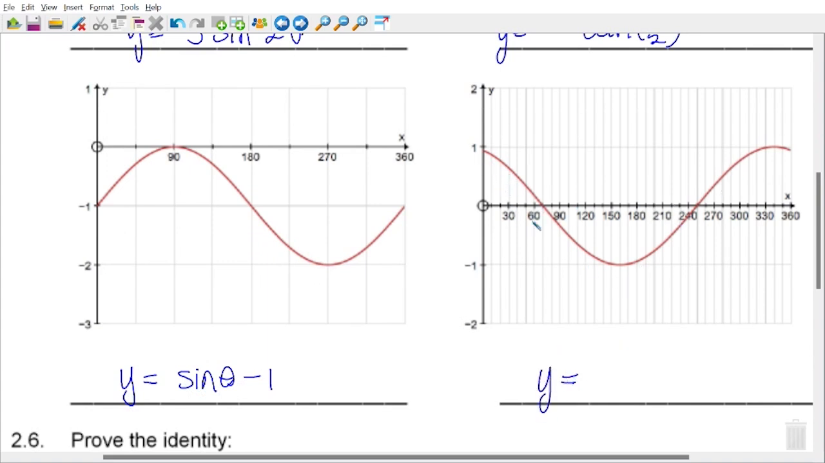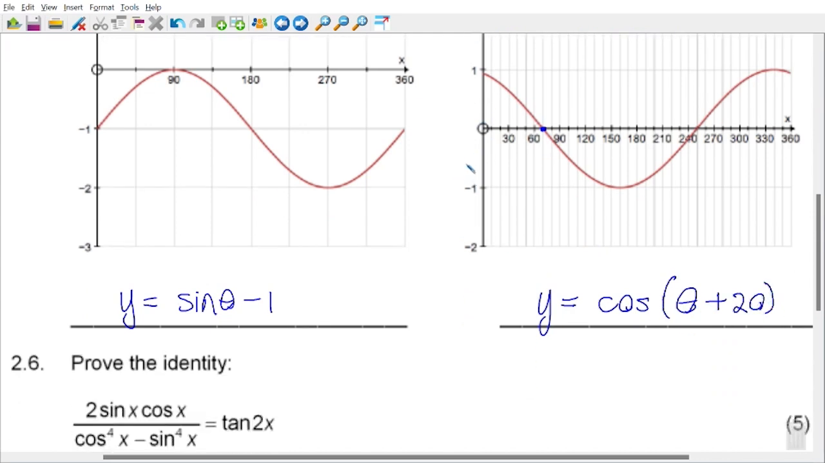And it's hitting over here at 70 degrees. Now, normally a cos graph would hit the x-axis at 90 degrees. So the graph's actually been moved to the left by 20 degrees: cos of theta plus 20. So this is a cos graph that's been moved 20 degrees to the left, right? It is also a sine graph that's been moved 70 degrees to the right. So in other words, another option, maybe not such an obvious option, y equals sine of theta minus 70 degrees. Okay.